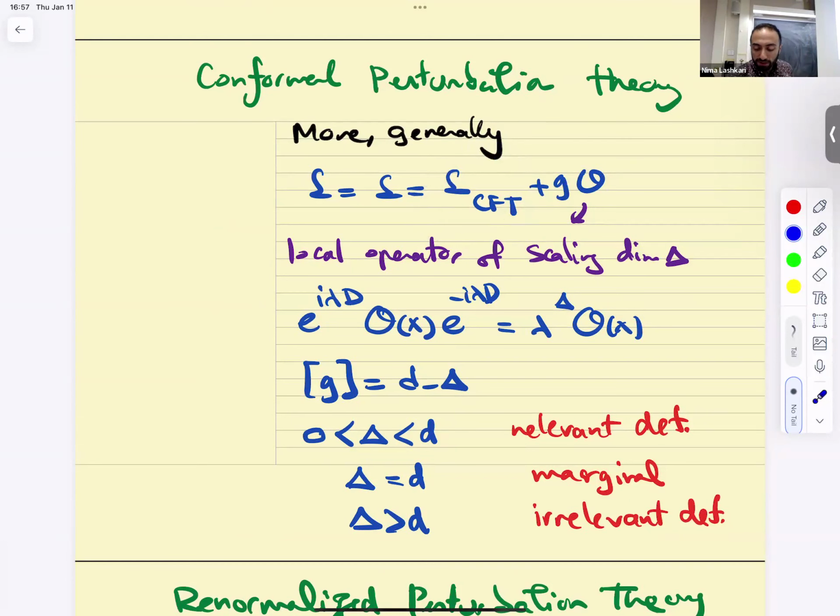You take some CFT plus g times some O, which is some local operator of scaling dimension delta. That means this statement: the theory has a dilatation operator, and these operators transform in this way. They're the eigen operators of the dilatation transformation. The dimensionality of g is D minus delta, just by dimension counting. The integral of this over space-time should be dimensionless, which tells you that if delta is between 0 and D, it's a relevant deformation. If it's D, it's marginal. And if it's larger than D, it's an irrelevant deformation.